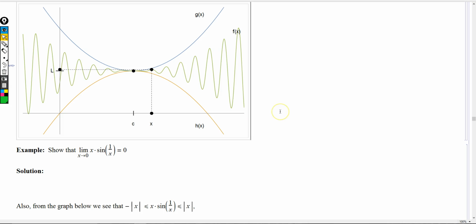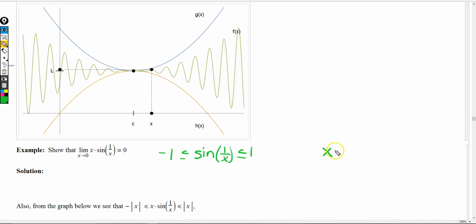Now let's take a look at an example down here. Let's show that the limit as x approaches 0 of x times the sine of 1 over x is equal to 0. Alright, so let's first of all note that the sine of 1 over x is always between 1 and negative 1.